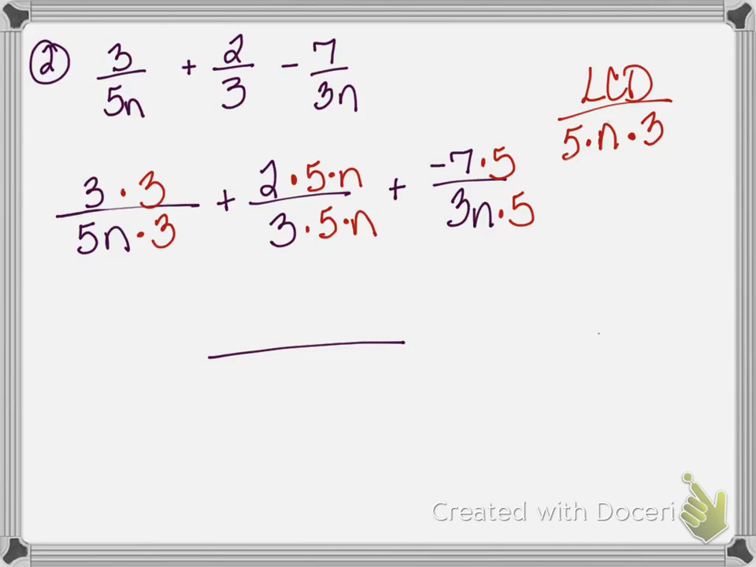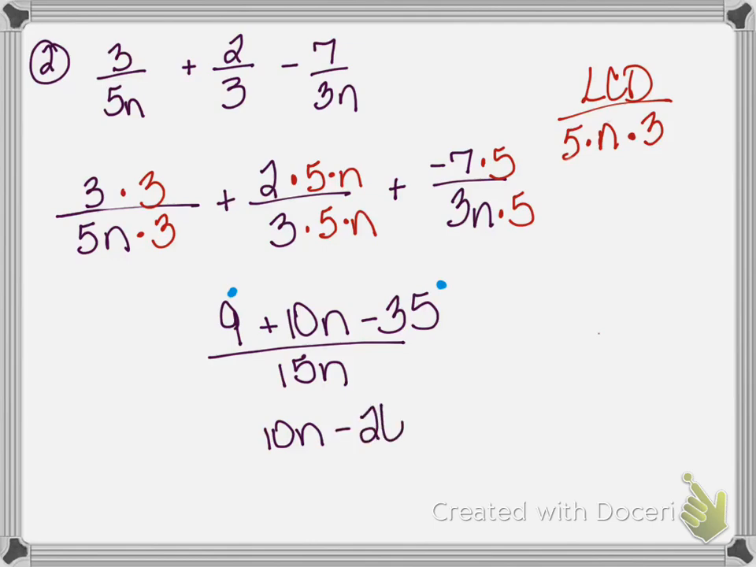That's going to give me 15n. 3 times 3 is 9. 2 times 5 times n is 10n. And then I have negative 7 times 5. That's negative 35. I can combine the 9 and the negative 35. So that is 10n minus 26 over 15n. And that is my final answer.